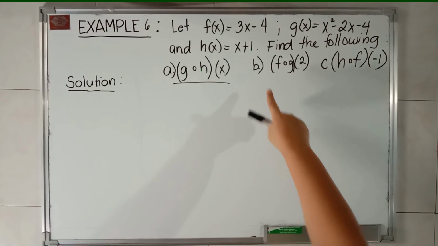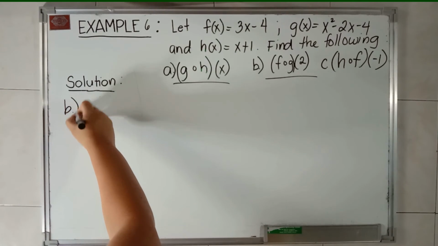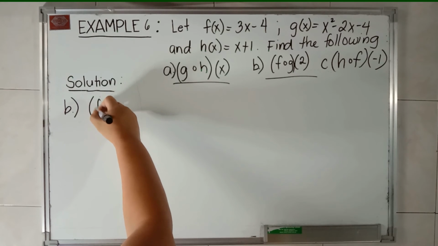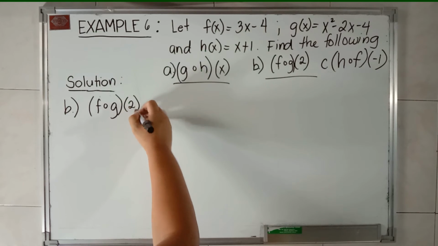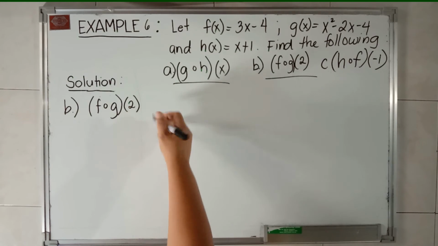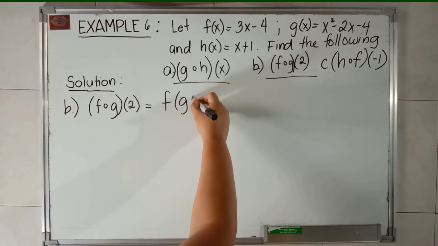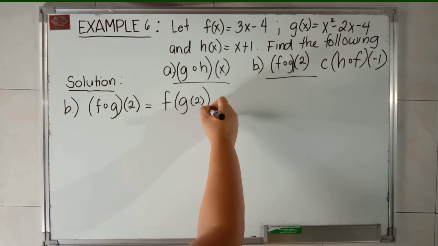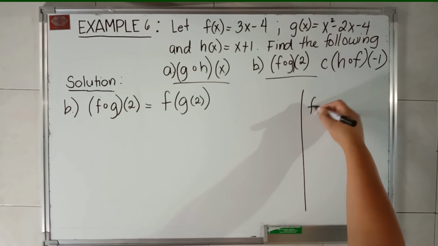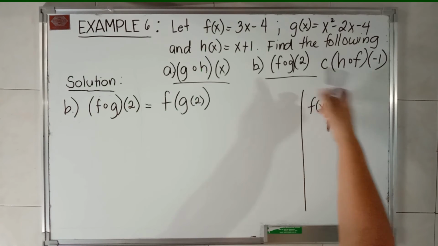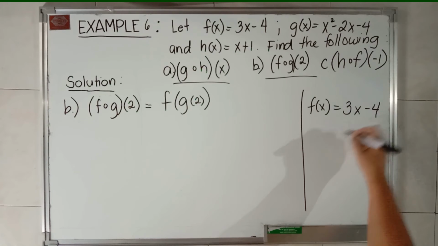To continue the solutions of example 6, let's answer letter B, which is f circle g of 2. As you noticed, there is a 2 in place of x. So, after we circle g to f, we will substitute the value of x, which is 2, to get a single answer. So, f of x is equal to 3x minus 4. I wrote it again to make it clearer.